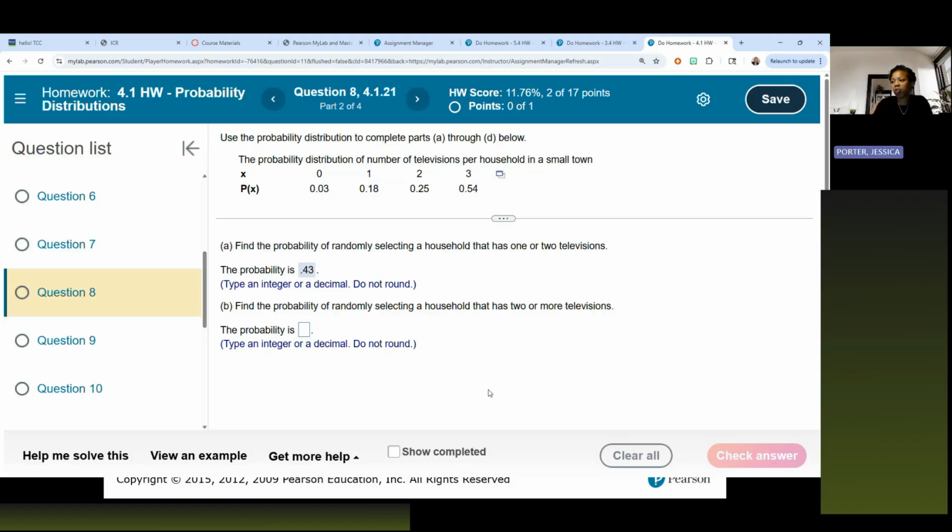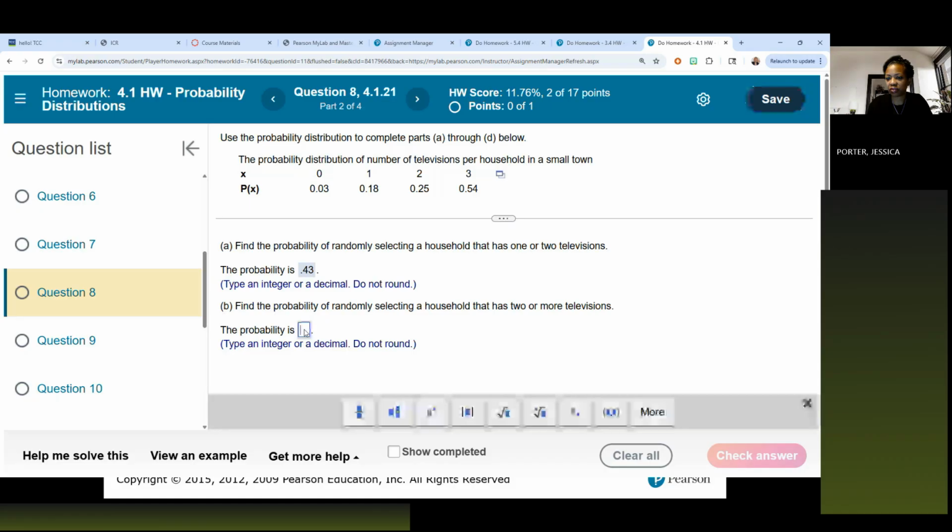All right, what about finding the probability of selecting a household that has two or more televisions? Right, it would be the sum of the probabilities under 2 and 3. And what is that number? I got a 0.79. Do we have an agreement with that number?